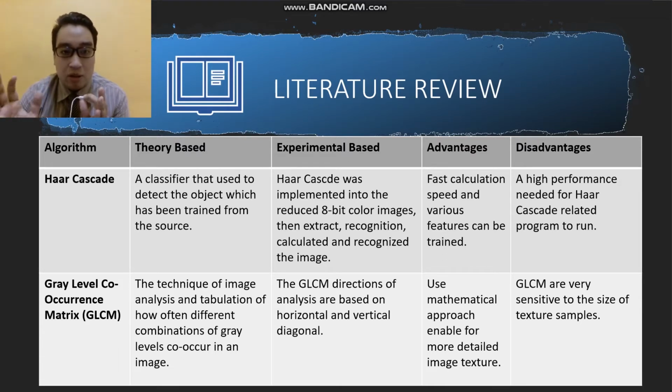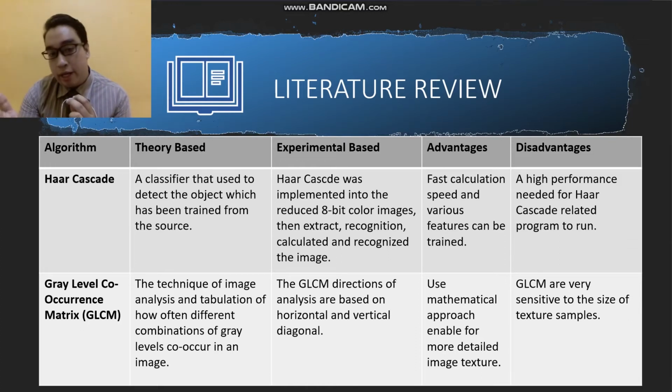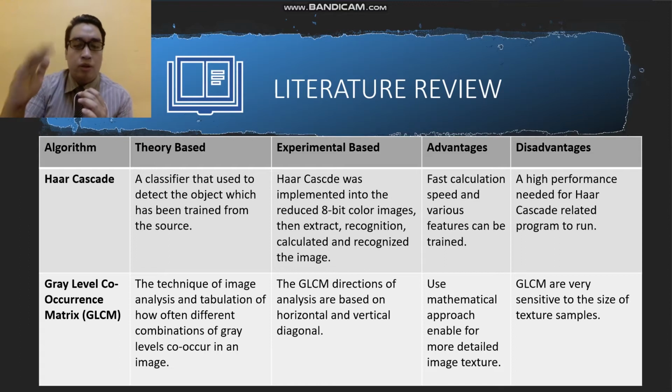For the experiment of the Haar cascade, it was implemented to reduce an 8-bit color image. Then it will extract, calculate, and then recognize the image. For the GLCM experiment, the direction of analysis is based on the horizontal, vertical and diagonal.